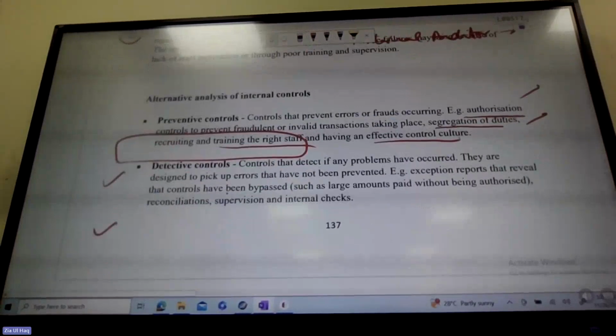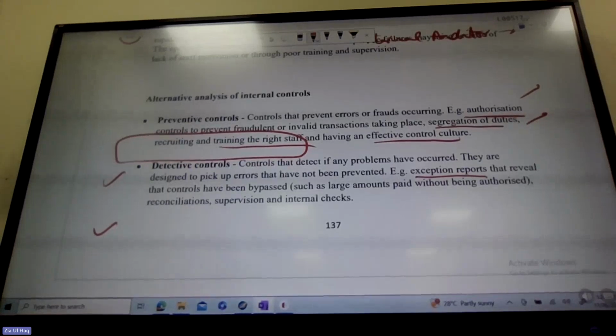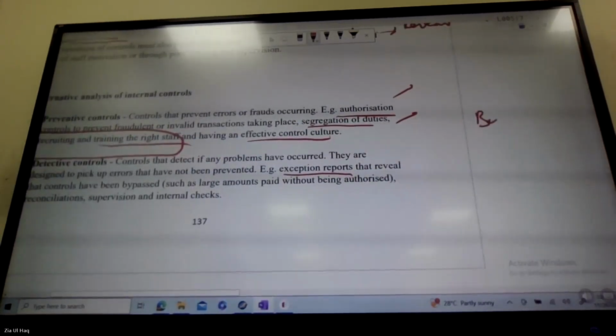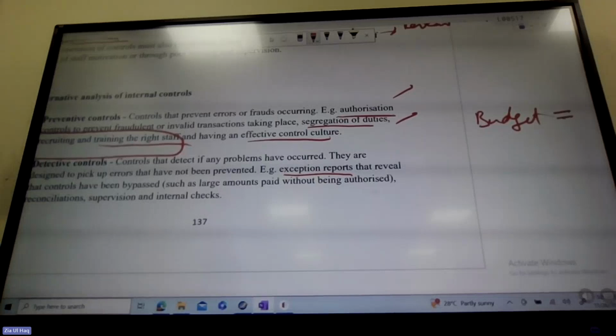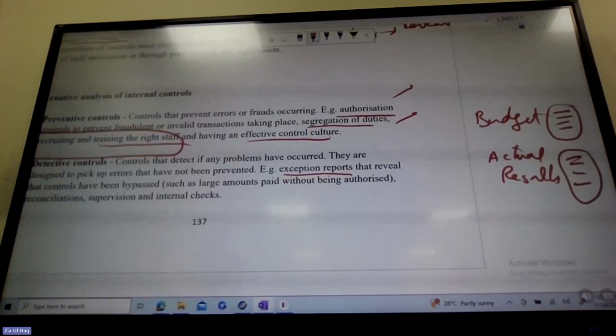What are the detective controls through which you can detect fraud and errors? Controls that detect any problems that have occurred. They are designed to pick up errors that have not been prevented. For example, an exception report. What is an exception report? Like, the company has prepared a budget. There is certain expenditure that has been estimated, like during a year we need to make this expenditure. At year end, they need to compare the actual results, the actual figures, with the budget.